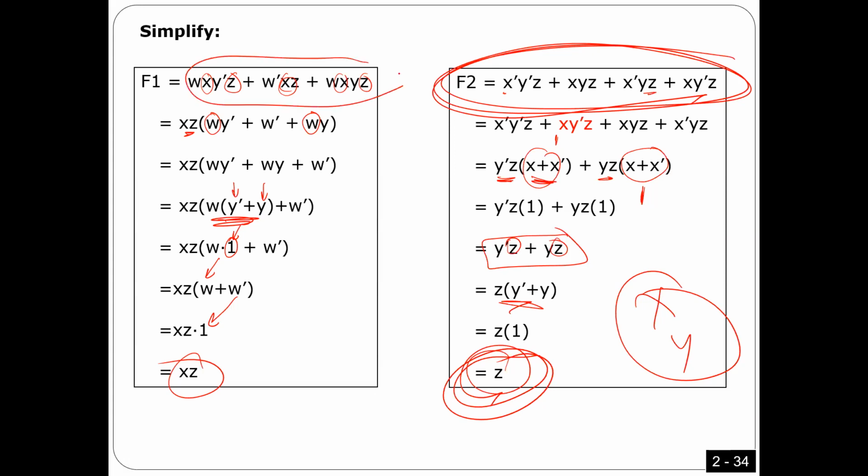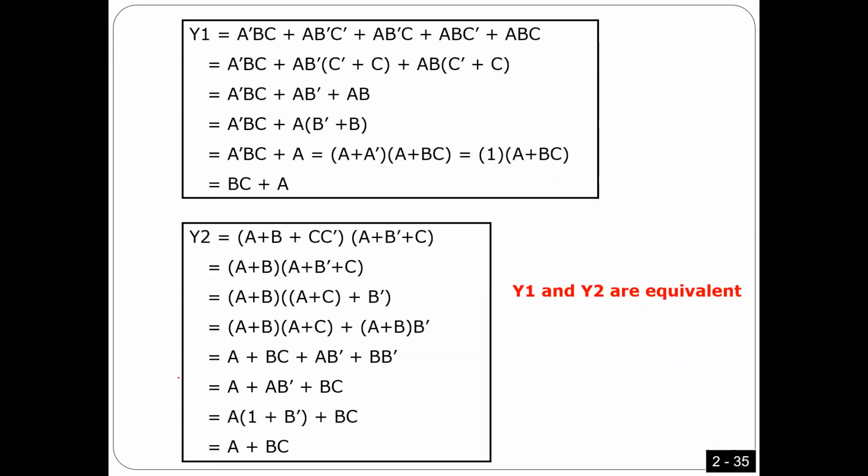By the way, same thing here. The simplified one doesn't have W. W does not have any impact on the result. Regardless of what W is, the result is always going to depend on X or Z. Anyway, any questions?